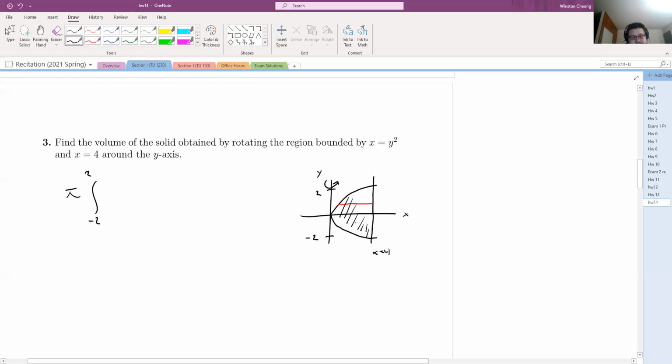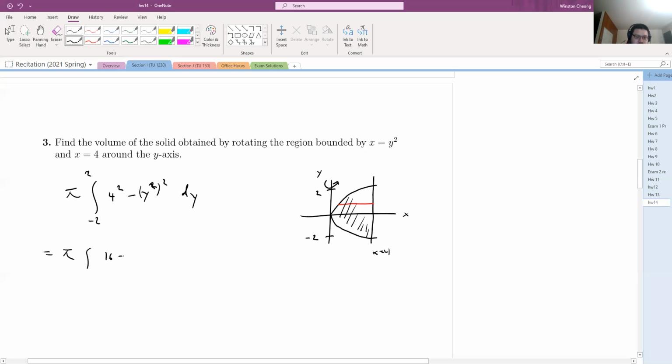The big radius in this case is just 4 squared, and the small radius is the y squared function, so we end up squaring that. Now we integrate this with respect to y, because our red line in this case is varying over the values of y. So you can anticipate that this should be phrased in terms of y. Now we just go ahead and compute this thing.